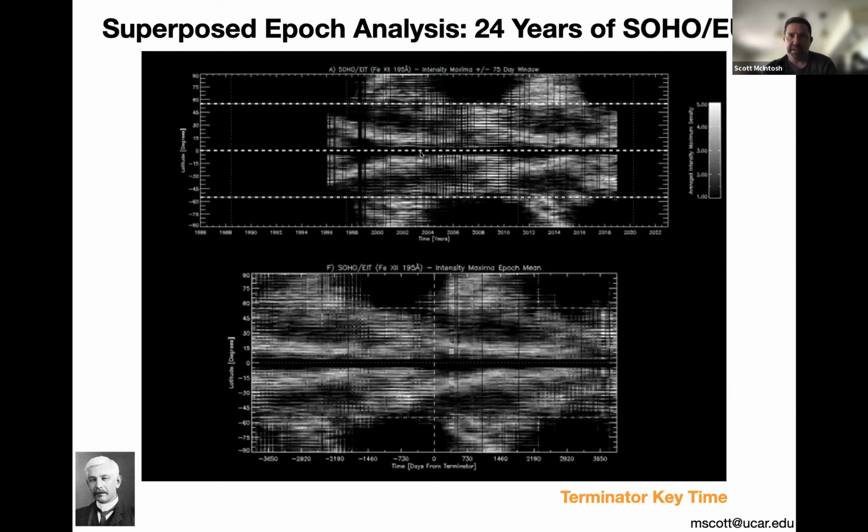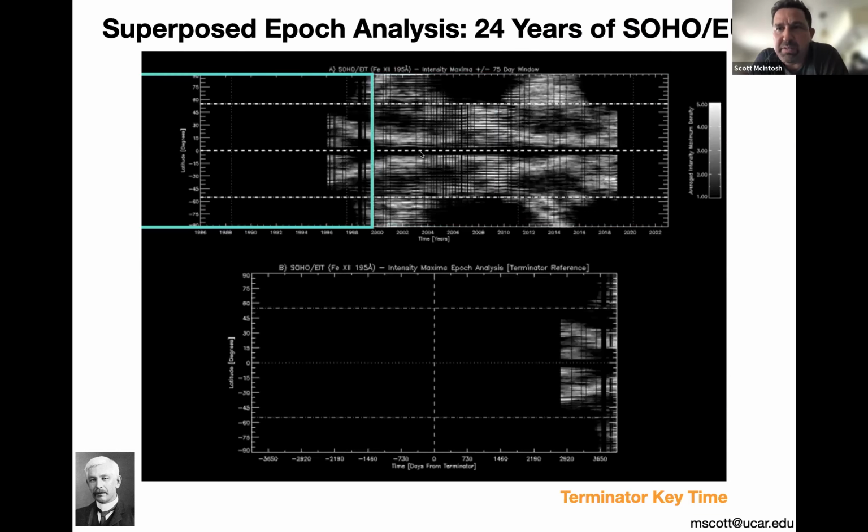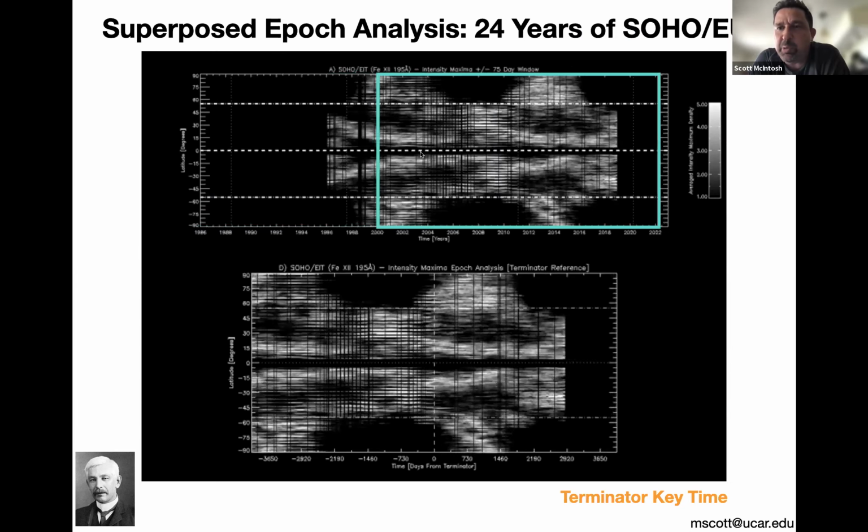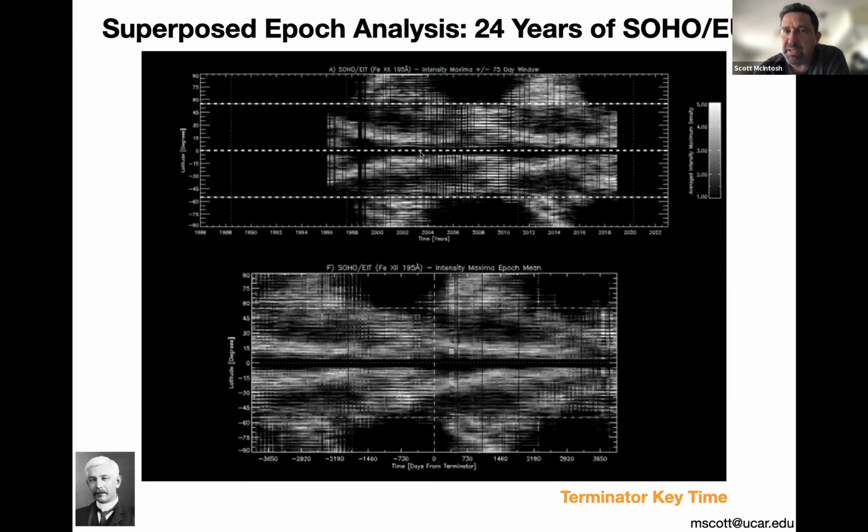So just to illustrate that, with 24 years of data from SOHO, I'm going to slice through and perform a superposed epoch analysis to look at what the average 22-year window looks like. Okay, it's not a long time series.